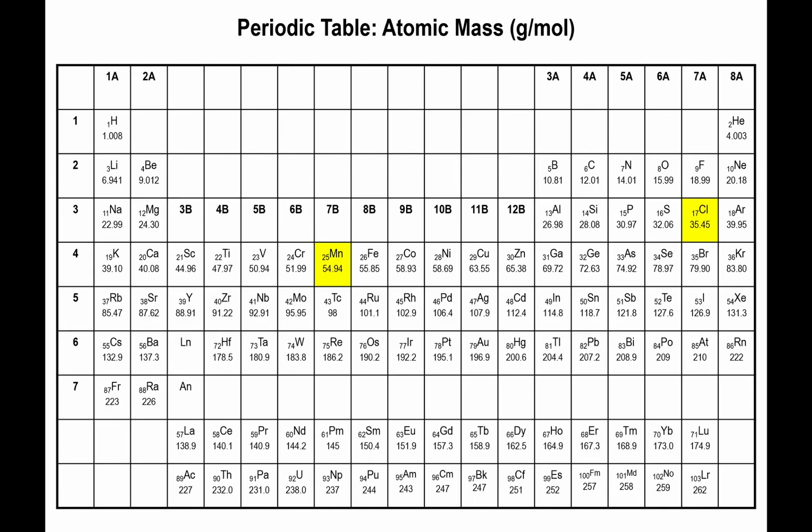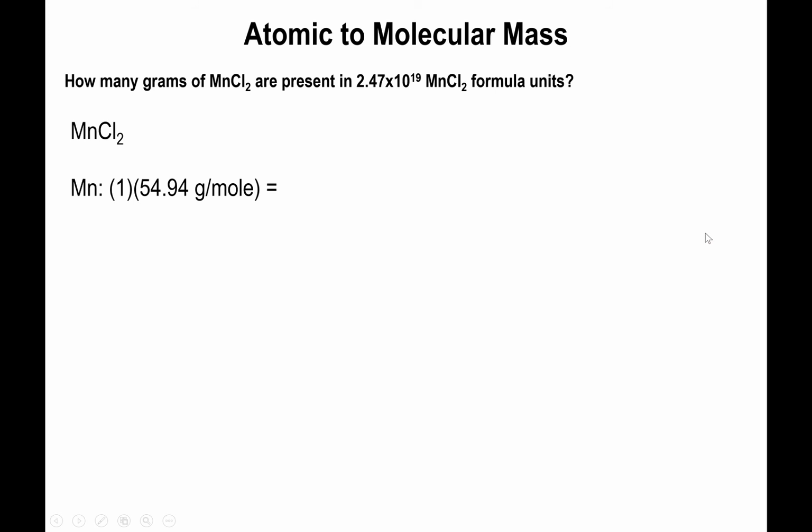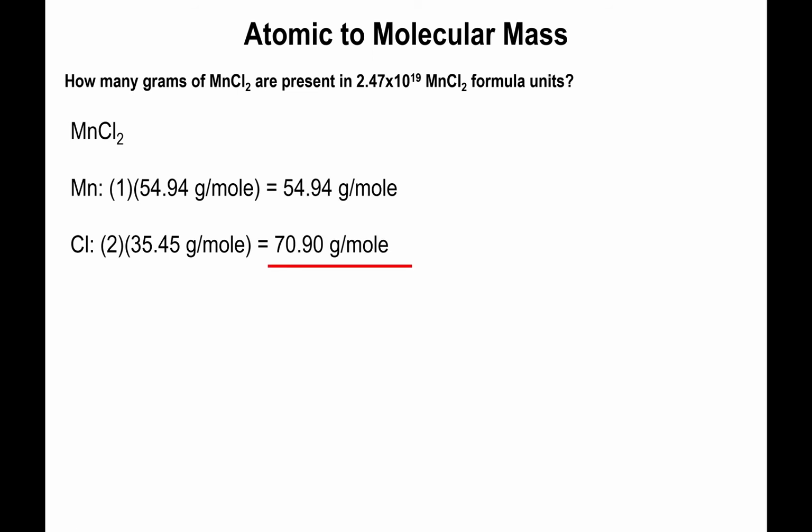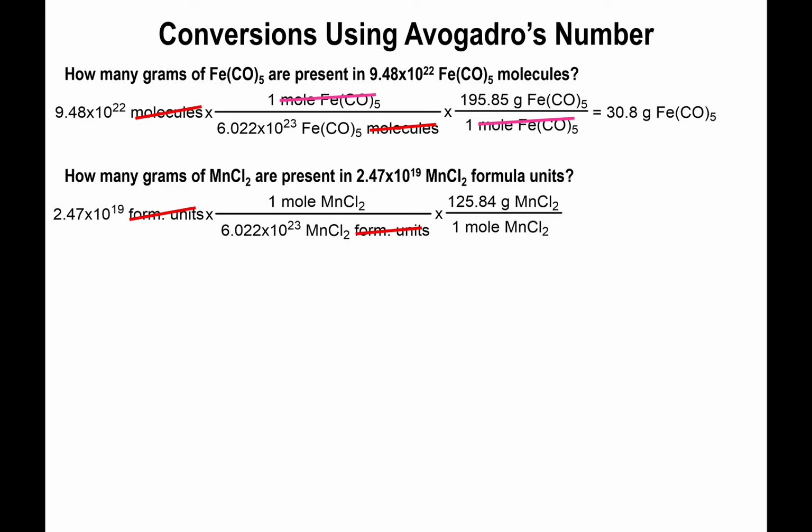All right, so we need to look at the periodic table. Manganese has an atomic mass of 54.94. Chlorine has an atomic mass of 35.45. So we multiply the 54.94 grams per mole by the 1 manganese that we have present, and we multiply the 35.45 grams per mole of chlorine by the 2 chlorines present. All right, so we get the following values, and now you add them together to get 125.84 as your molecular mass.